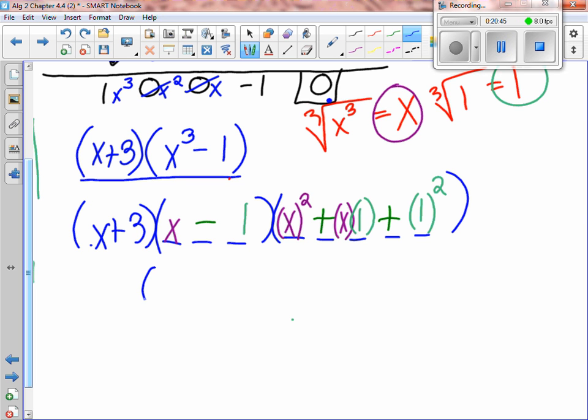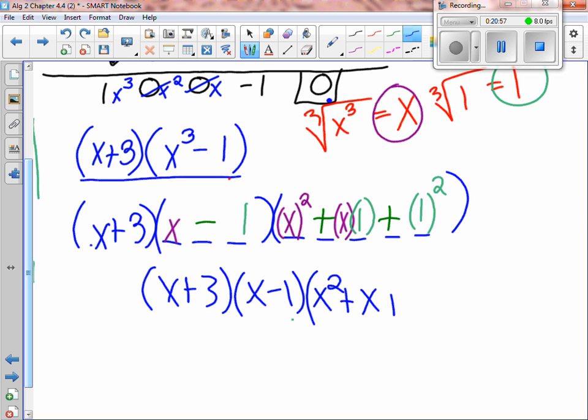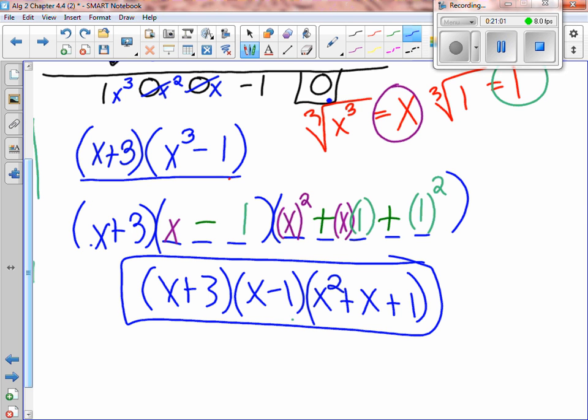Now we just need to simplify this, which would be x plus 3. We just have x minus 1. Now x squared is just x squared. 1 times x is going to be plus x, and 1 squared is 1. And we get this here, and we're done. Because we know that the x squared plus x plus 1 will not have any factors. It will not factor lower than that. It's done.